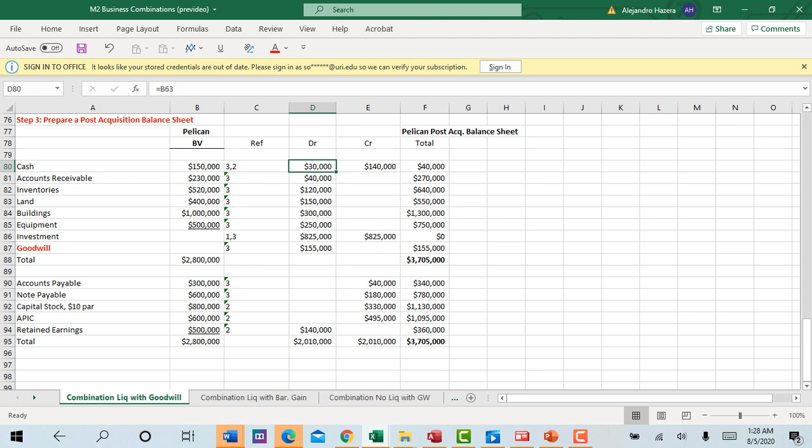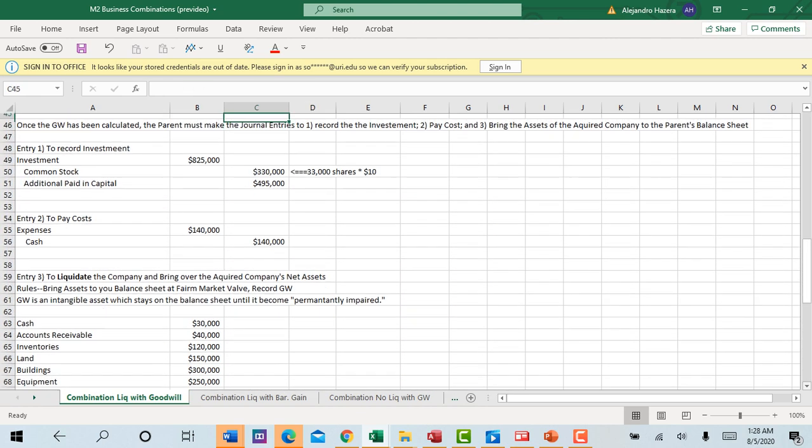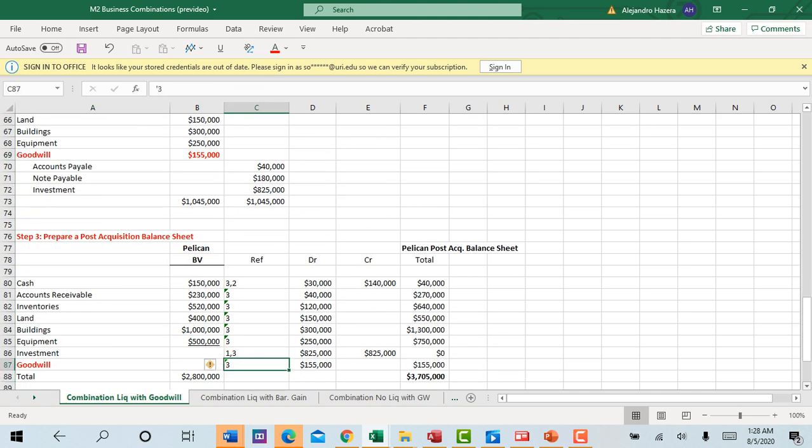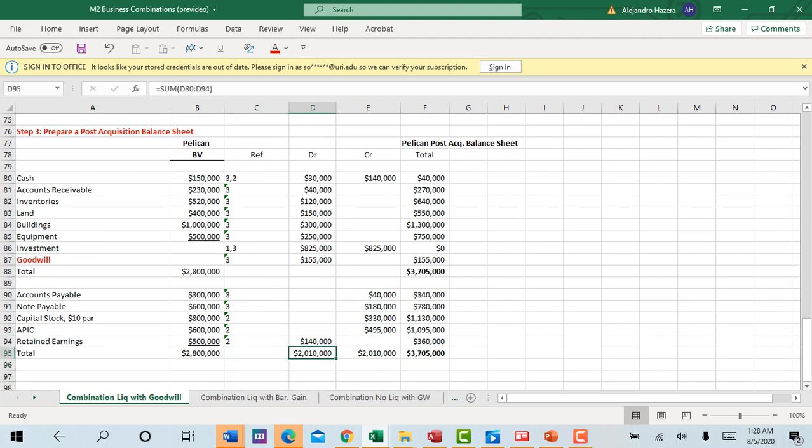So all those numbers come from entry 1, which is this entry, entry 2, which is that entry, or entry 3, which is that entry. Entry 3 is really the most important one. And when I added across, I got what I said we would get for a combination with liquidation. We got a larger company, and there's only one company. It's Pelican.